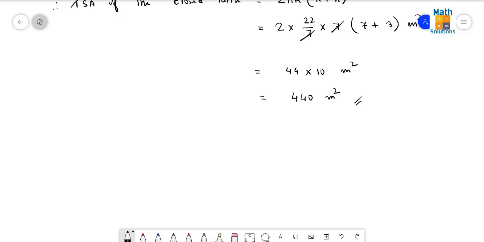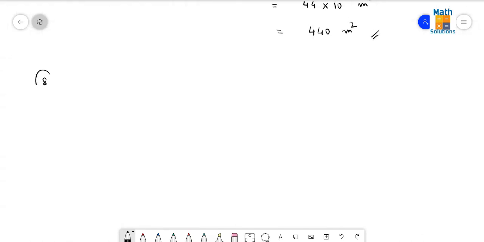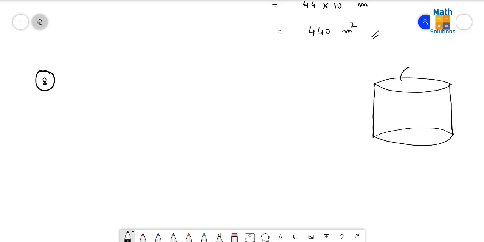So what do we have here? A hollow cylinder. This is question number 8. Say this is a hollow cylinder. The upper part has no lid, and here also no bottom. So only this surface is there, only the curved surface is there.